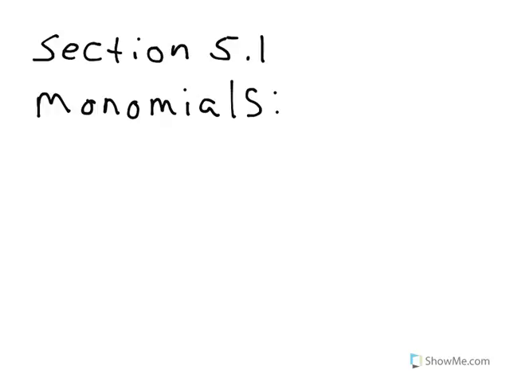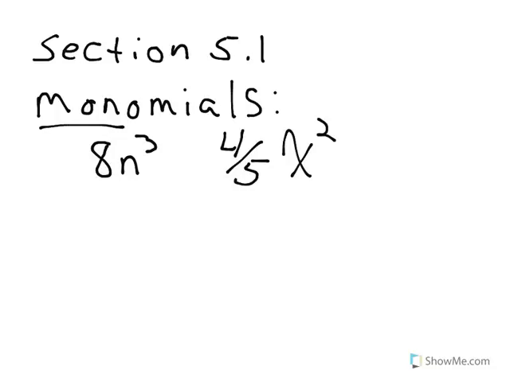Monomials are single terms. Mono meaning one. So one term would consist of 8n to the third power. That means 8 times n to the third power. Another example of a monomial is 4/5 x squared. When they are a product, meaning multiplication, they are single terms.